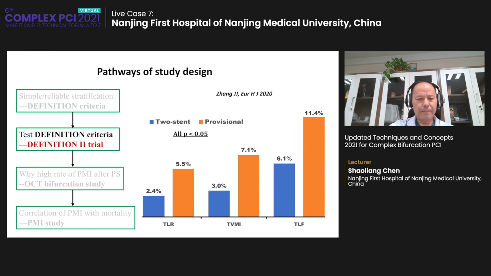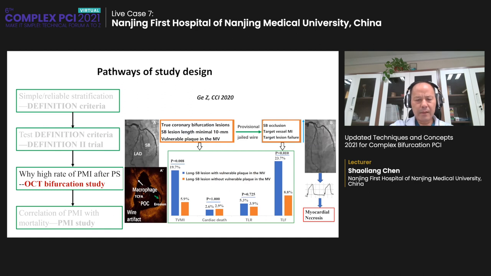After the publication of DK crush, the DEFINITION II trial, we tried to find out the mechanism correlating with the high rate of periprocedural myocardial infarction after provisional stenting technique. This is a summary of another OCT bifurcated study. From the figure, you can see for any complex bifurcated lesion, the presence of long side branch lesion length, which was defined as the minimal length, 10 millimeters, plus vulnerable plaque in the main vessel could significantly predict the occurrence of periprocedural myocardial infarction.